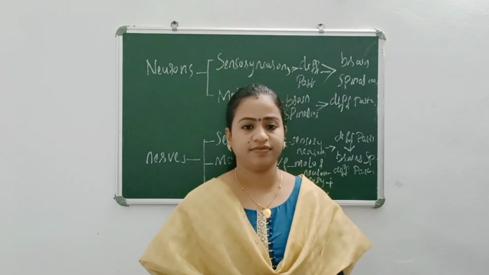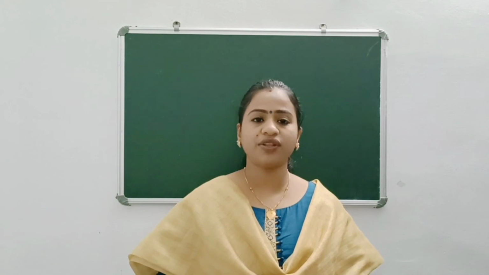Okay. Now we are going to discuss the classification of the nervous system. We already discussed the nervous system. The nervous system consists of brain, spinal cord, and the nerves. These three are the main parts of the nervous system. Now we are going to discuss in detail the classification of the nervous system.